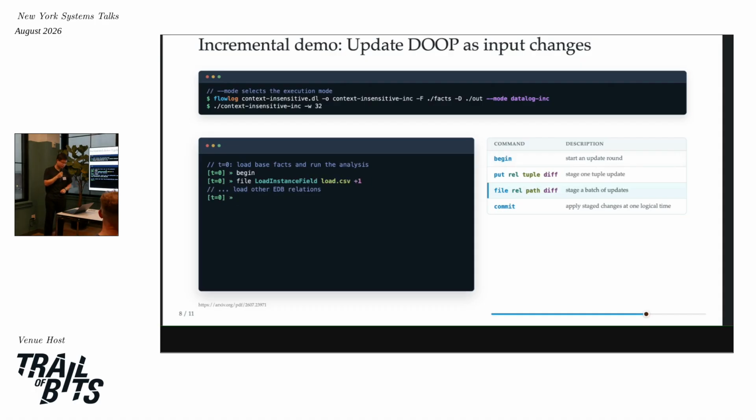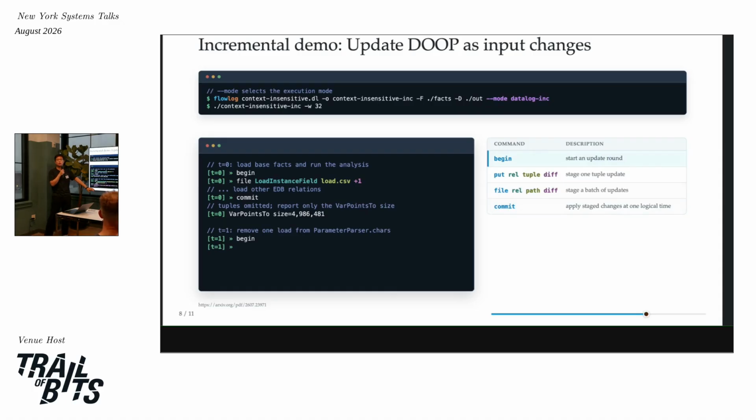Now, here's the tricky thing. At timestamp 1, I want to remove 1 tuple from the input, and I still want to have the output. So a basic naive idea, and what most systems do here, is just running from scratch, but that is very time consuming. So for Flowlog, we begin another transaction. We use a put command to delete 1 tuple from the input. Here the negative one means the retraction, and then we commit it.